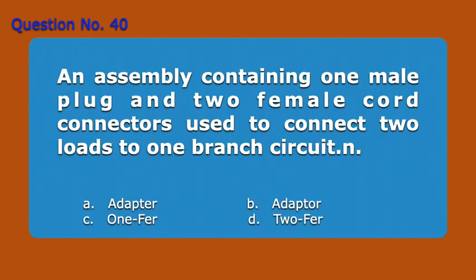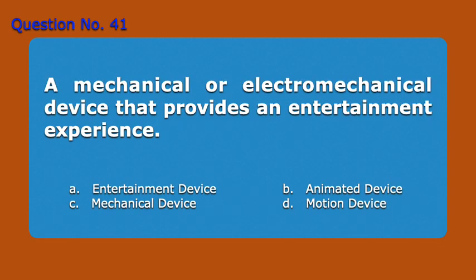Question number 40. An assembly containing one male plug and two female cord connectors used to connect two loads to one branch circuit. A. Adapter, B. Adapter, C. One-fer, D. Two-fer. Answer, D. Two-fer.